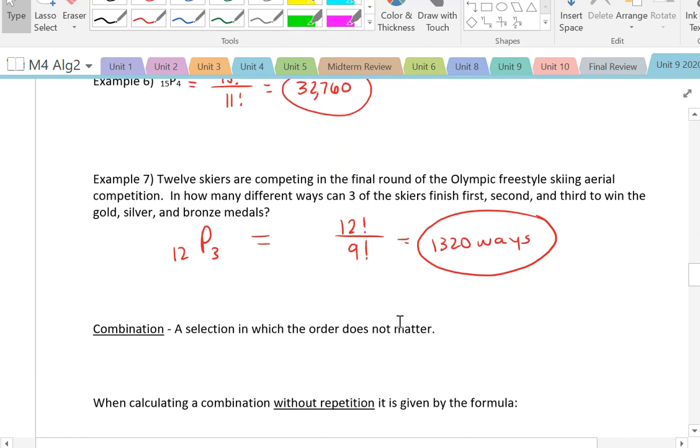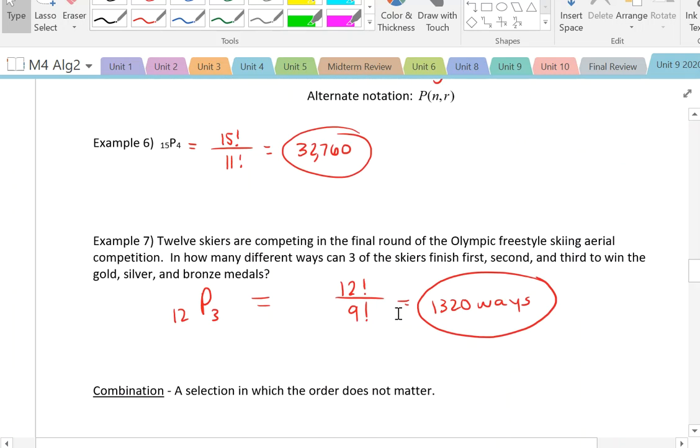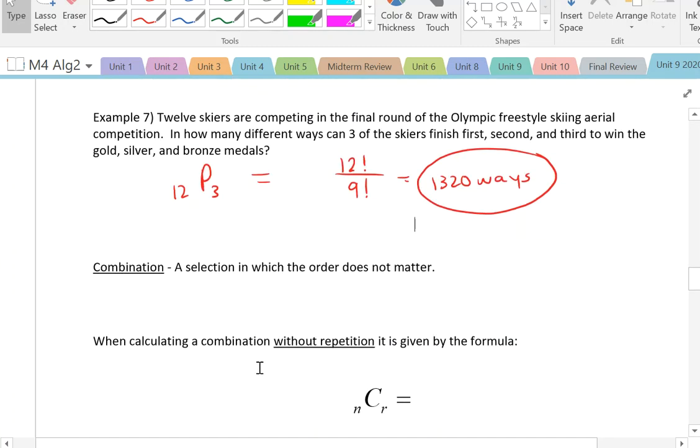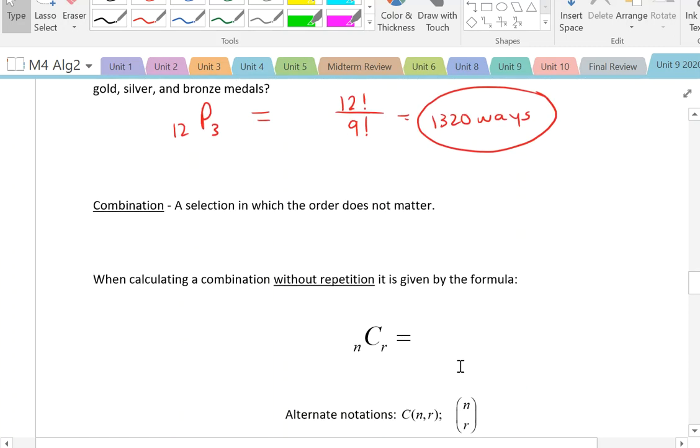So a combination is a selection in which the order doesn't matter. So if I was going to adjust example 7, I'd have 12 skiers. How many ways can I have 3 winners without considering order, or so that the 3 winners are all going to get the same prize? Okay, so calculating a combination without repetition is given by the formula. There are fewer ways, so a very similar formula, but it has an additional r factorial. And you have your alternate notations down there below.